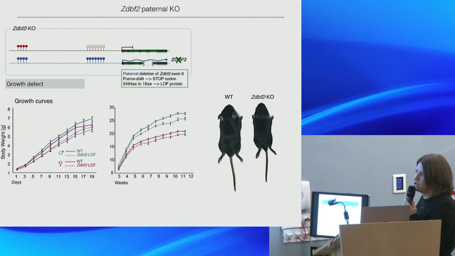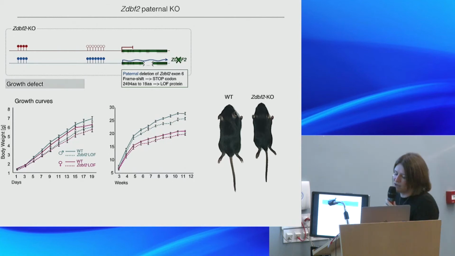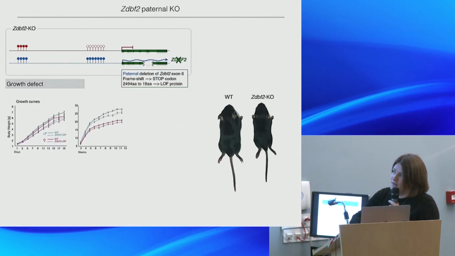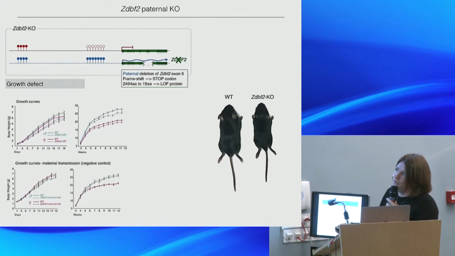They are never able to catch up. They are smaller, and they are never able to catch up. So that's the only phenotype that they have. And as I said, you have a silent mutation. If you inherit the mutation from the maternal allele, you no longer have any differences in your growth rate.